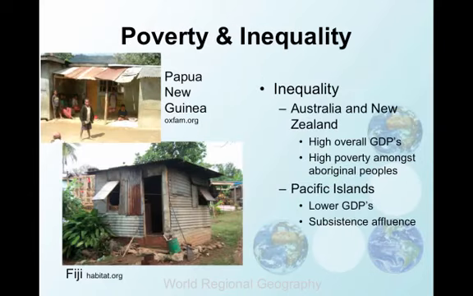There is great poverty and inequality, as I discussed 2 slides ago. Australia and New Zealand, of course, overall have high GDPs. The highest poverty is amongst Aboriginal peoples and groups, and sometimes Aboriginal peoples are 4 times as likely to be in poverty as compared to non-Aboriginal groups in Australia and New Zealand. And as I said before, the Pacific Islands have lower GDPs. A lot of livelihoods are subsistence in nature, meaning that people are literally just scraping by on a daily basis and only able to provide what they can for that day or for the very short term.